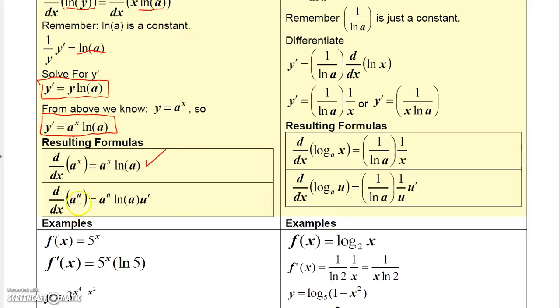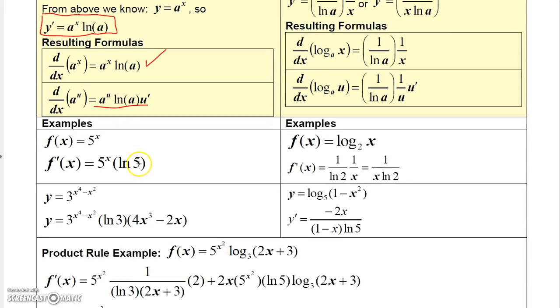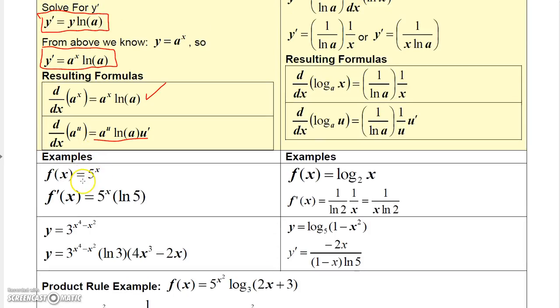Now, if you've got a to the u, you've got to throw in the chain rule. So it would be a to the u times natural log of a times the derivative of u with respect to x, or just u prime. Okay? Now, here's an example. If I want the derivative of 5 to the x, I can use this formula. a is 5, so I would have 5 to the x times the natural log of 5. See, that was easy enough. So that's the derivative for that.